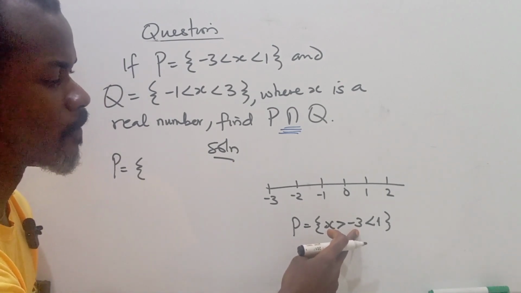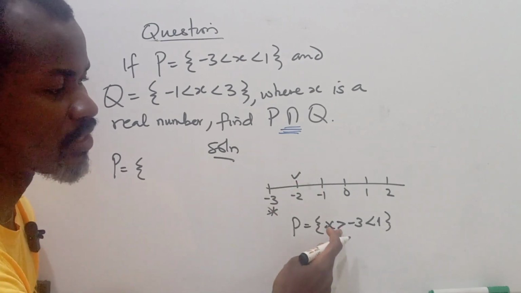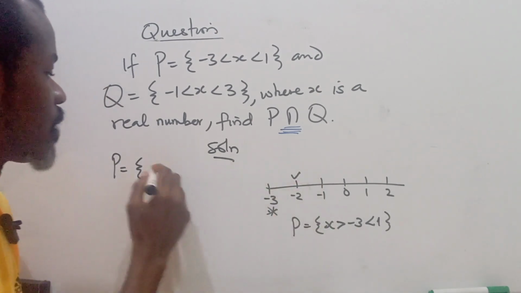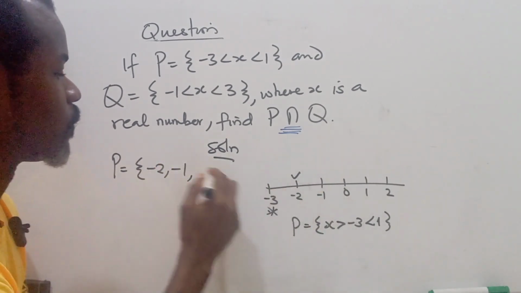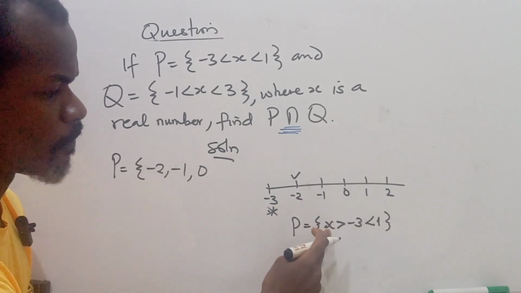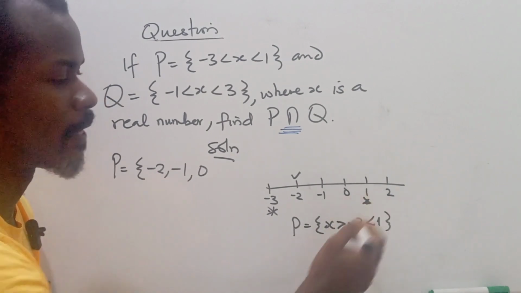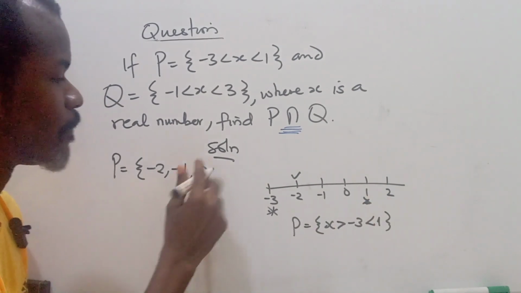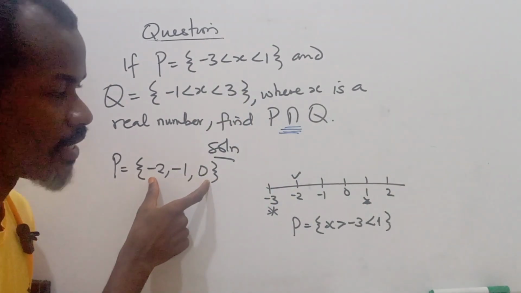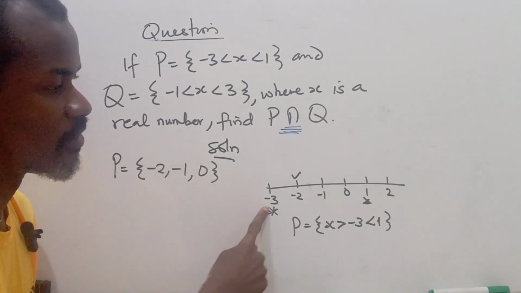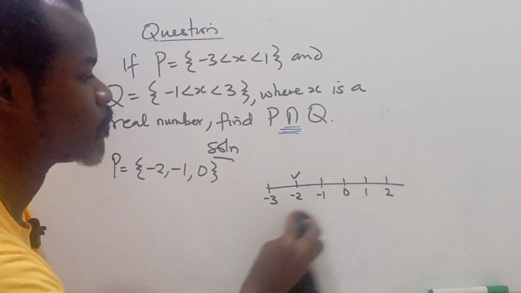So if minus 3 is less than x, it means x is greater than minus 3. So x cannot be minus 3, but x can be minus 2. x can be minus 1. x can be 0. But x is less than 1, so x cannot be 1. So we are going to stop here for this. But let's do for Q.